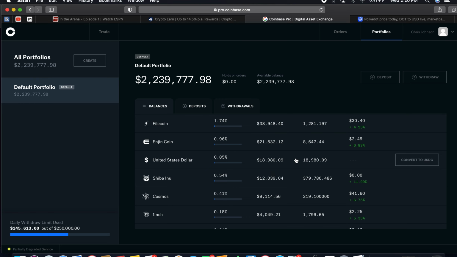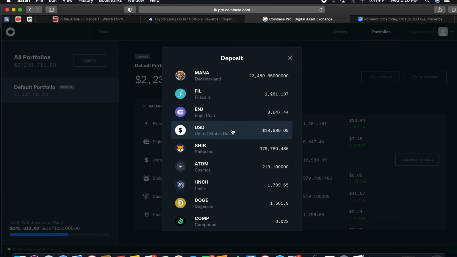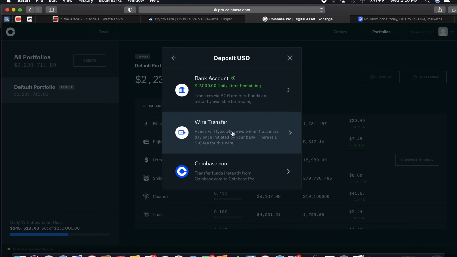So USD, right? I wired money into Coinbase. So what you can do is, you want to send money to your Coinbase. Let's say you get paid at your job, right? And you're trying to wire money into your Coinbase. Maybe it's a little more than like $2,000 or $3,000, so you don't want to pull it off your card. You can go to deposit, then you can go to USD, and then you can do wire transfer. Click this and it'll pull up your account number and all that good stuff.